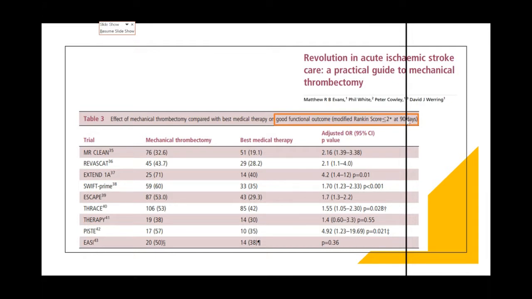Many landmark trials such as these came after the introduction of new generation stent retrieval devices, and they showed consistently clear superiority of endovascular clot retrieval over the standard medical care, reducing disability at 90 days in patients with anterior ischemic stroke due to anterior circulation large vessel occlusion.